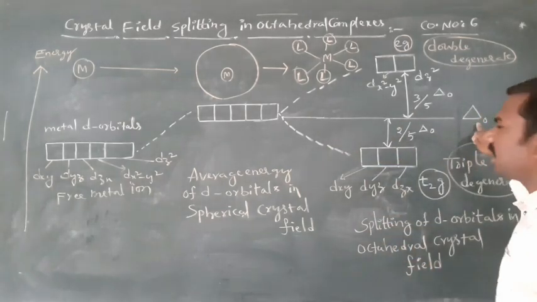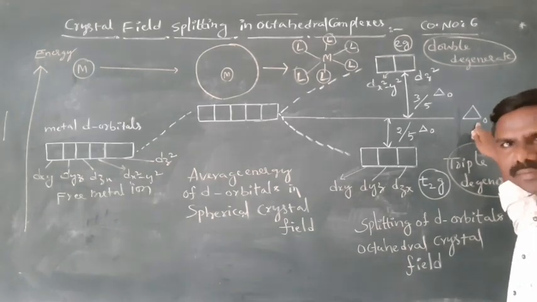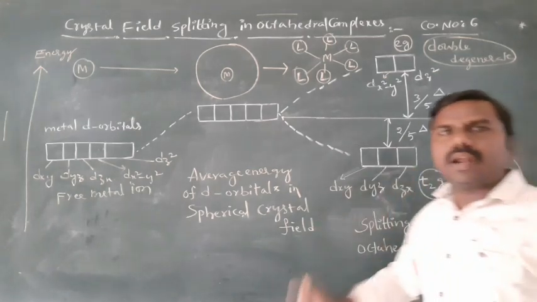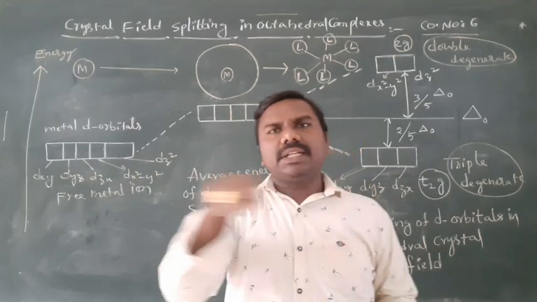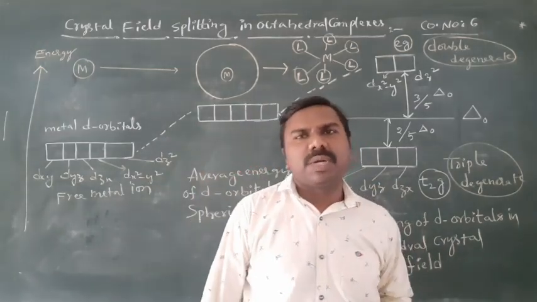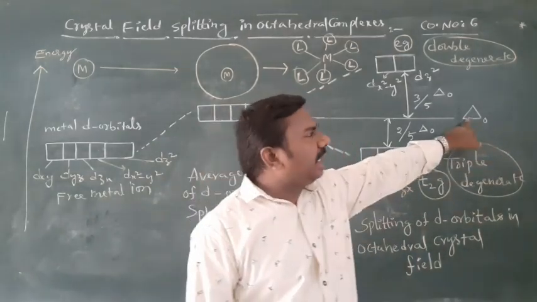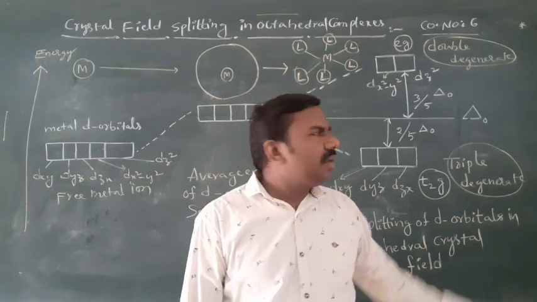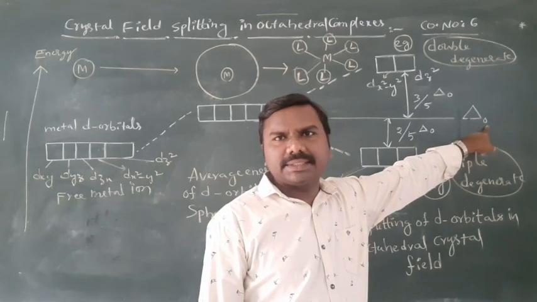This is the average energy of the crystal field. Delta naught indicates, naught means O, and O indicates here octahedral complex. Delta indicates crystal field splitting energy. Simply, delta naught is the crystal field splitting energy in octahedral complexes.